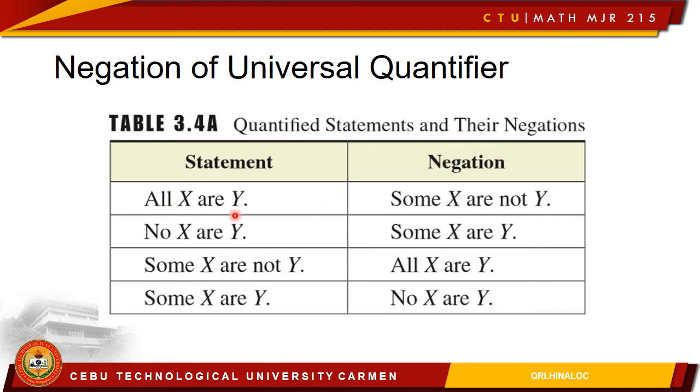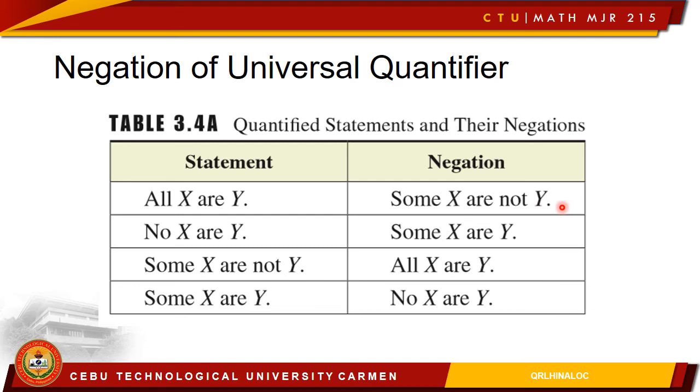Your x and y here are the simple statements, the statements that we can replace x or y with. For example, all flowers are beautiful. So the negation for that is some flowers are not beautiful. The negation of all is not "not all flowers are beautiful." No, that is not the negation of the universal statement all. But some x are not y, or some flowers are not beautiful.